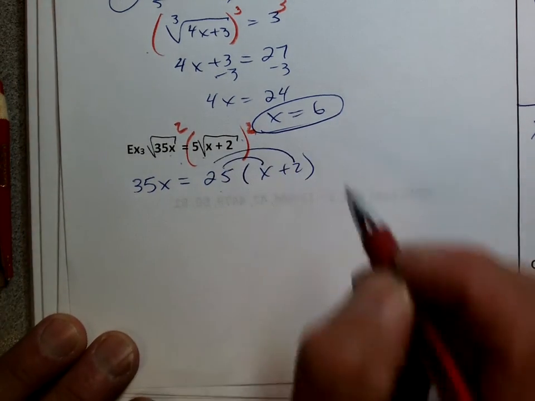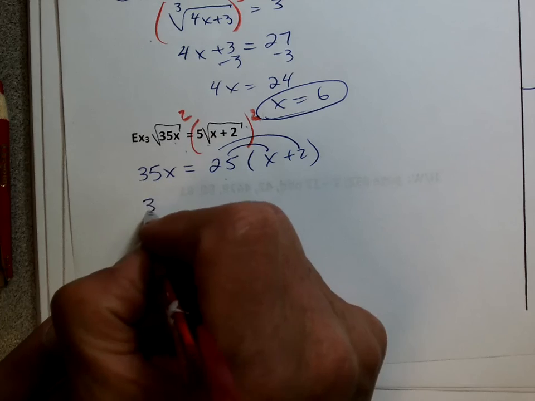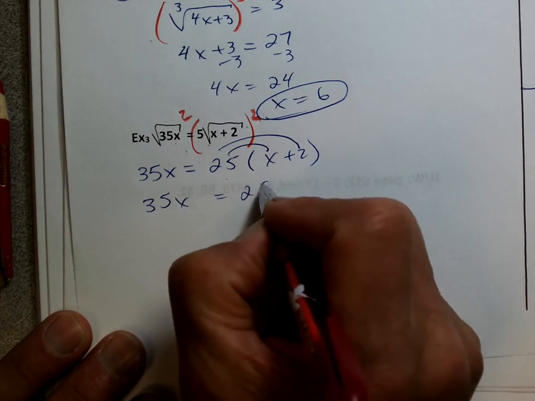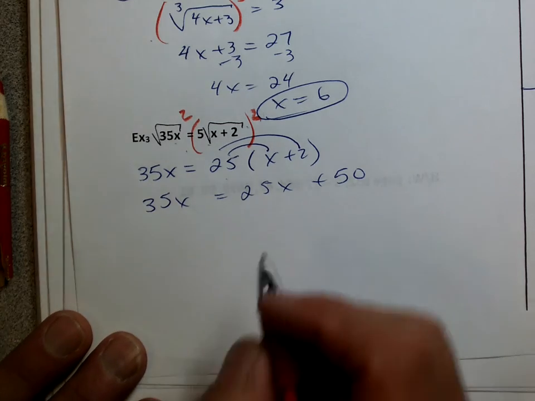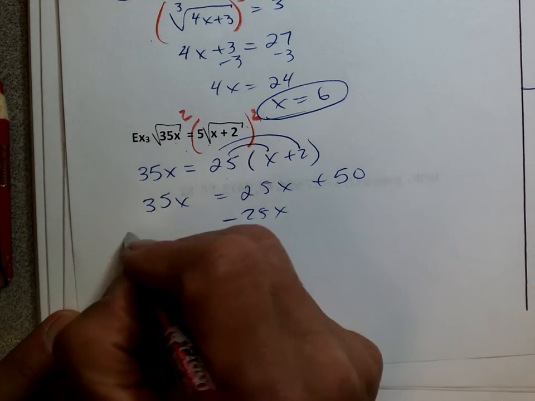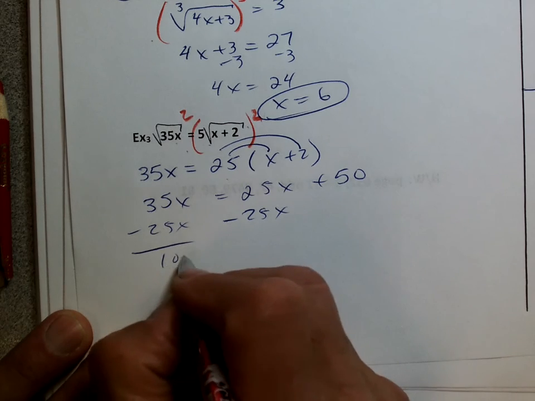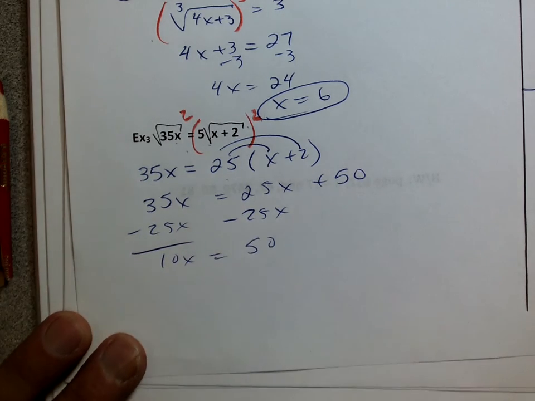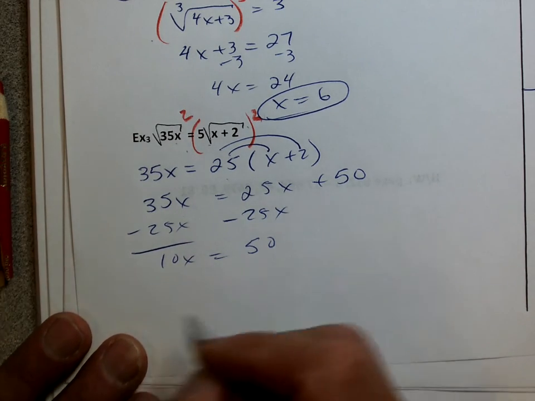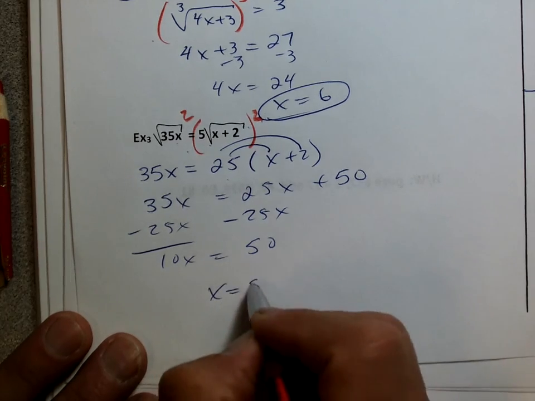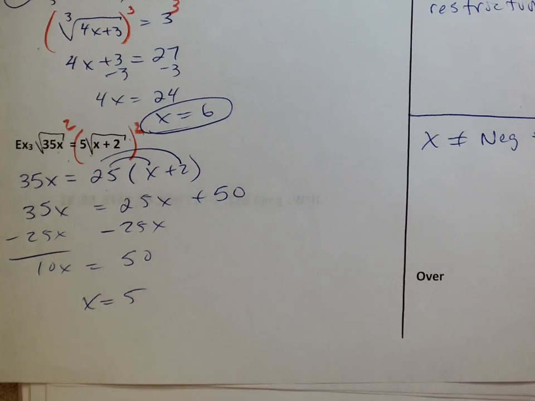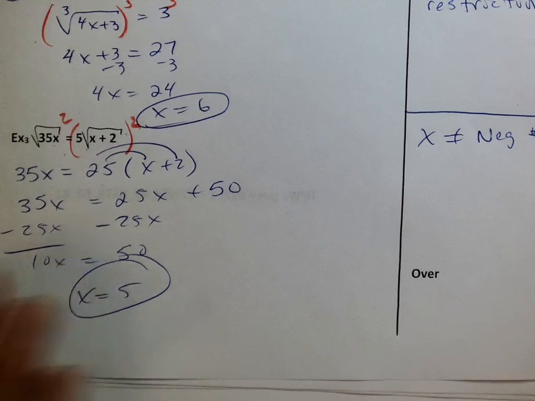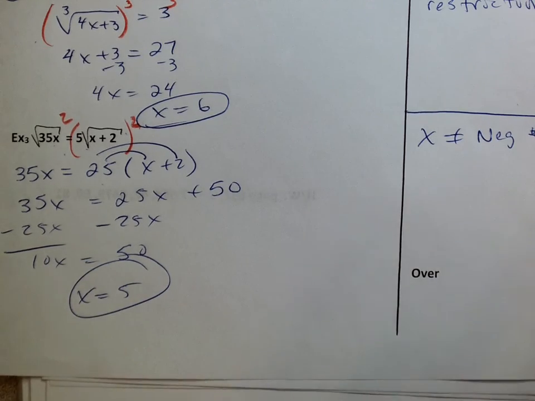That times that, right? That gets easy. 35x equals 25x plus 50, right? Minus 25x, minus 25x, 10x equals 50. Divide by 10, x equals 5. And that's okay because we said the restriction was no negative numbers, so we're good. 5 will work, right? 5 will work. Take it, okay? Okay, pretty easy. Pretty easy.